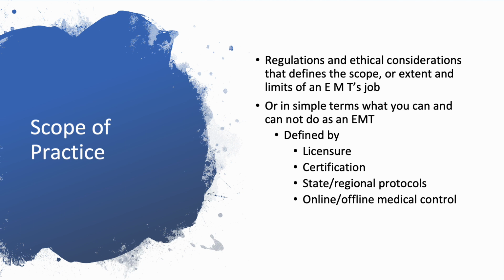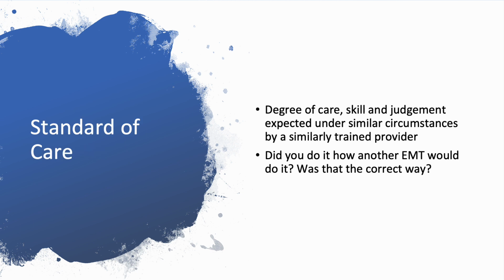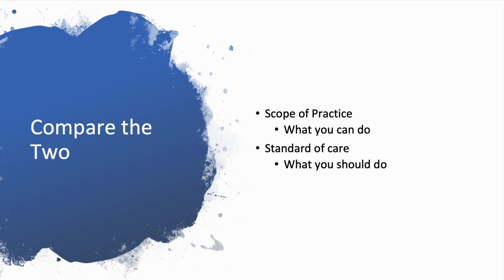It's defined by your state licensure, certification, regional protocols, and online and offline medical control. Standard of care, by contrast, though, is the skill or judgment expected under similar circumstances by a similar trained provider. So would another EMT do it the way that you're doing it, and does that make it correct? So to compare the two in simple terms, scope of practice is what you can do, while standard of care is what you should do.